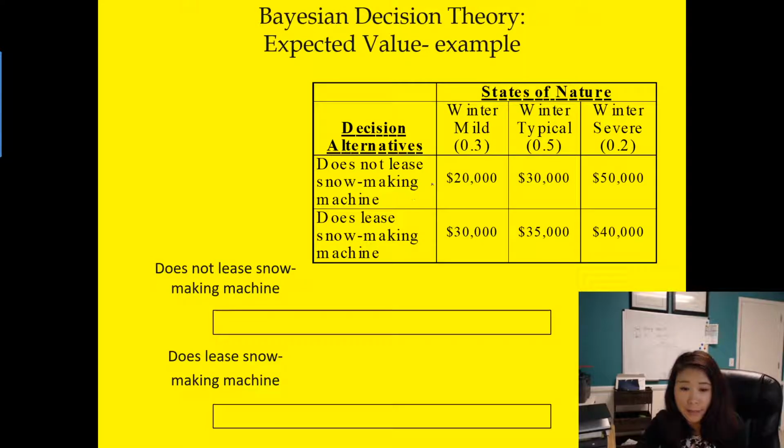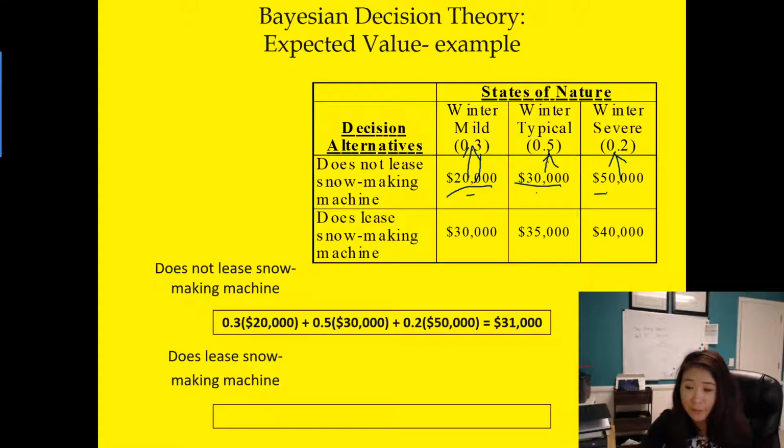In order to calculate the expected value, we first identify the payoffs under each state of nature for the decision alternative. For not leasing, we have 20,000, 30,000, and 50,000. To calculate the expected value, we make sure we understand that all three outcomes are attached to a state of nature. There is a 30% chance of a mild winter, a 50% chance of a typical winter, and a 20% chance of a severe winter. You take the payoff under each state of nature, multiply by the probability of that state, and then add them together. That will be the expected value.